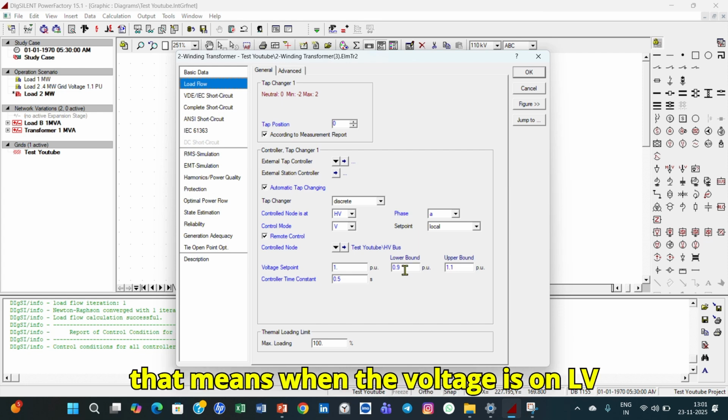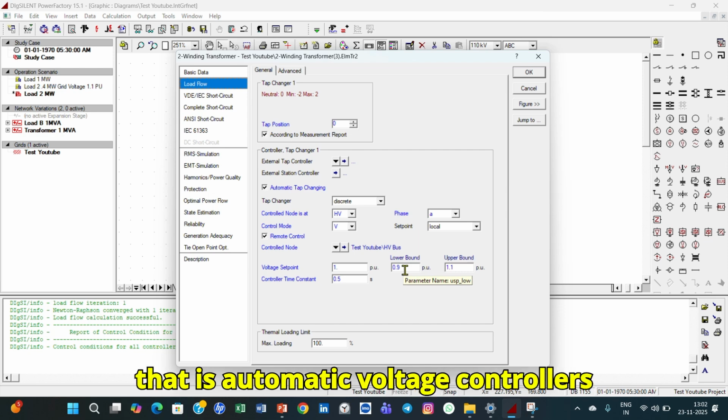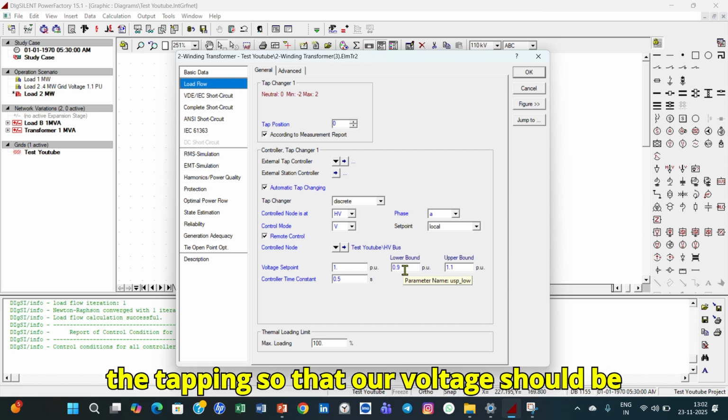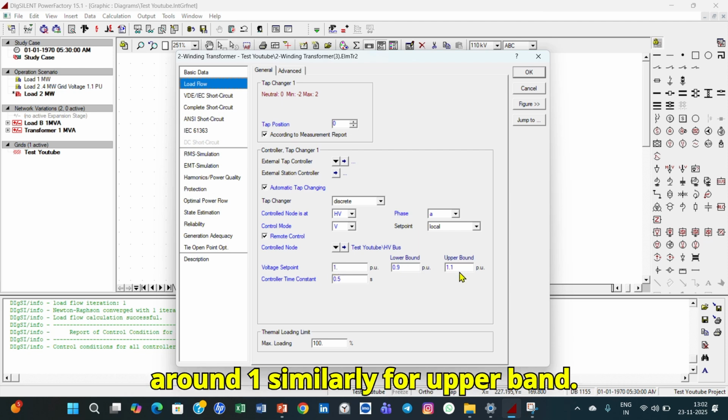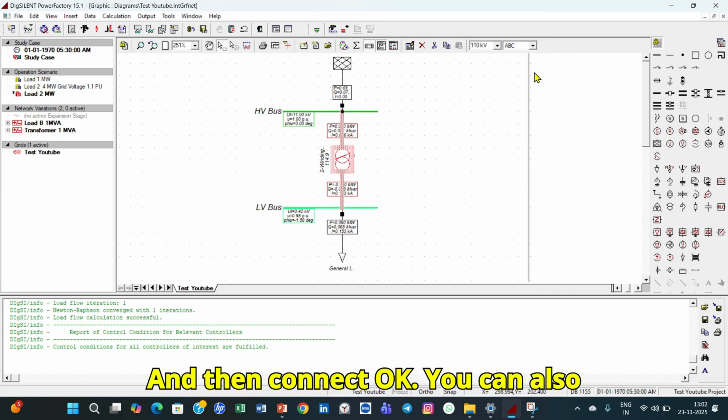That means when the voltage on the LV side becomes less than 0.9, the AVR, that is the automatic voltage controller, sends a signal to the tap changer to change the tap, so that our voltage should be around 1. Similarly for the upper band, and then click OK.